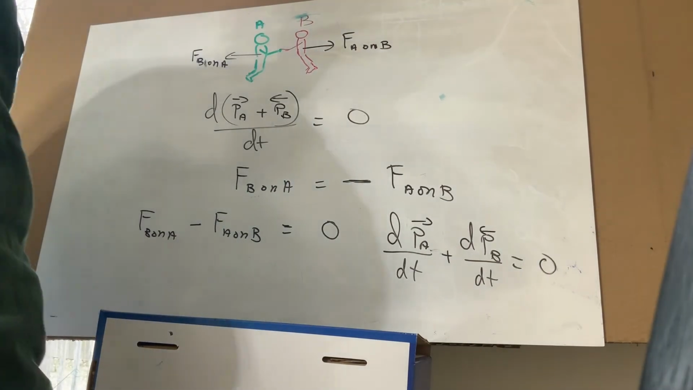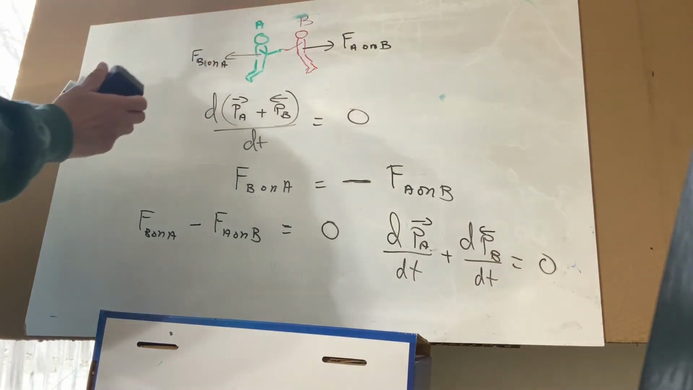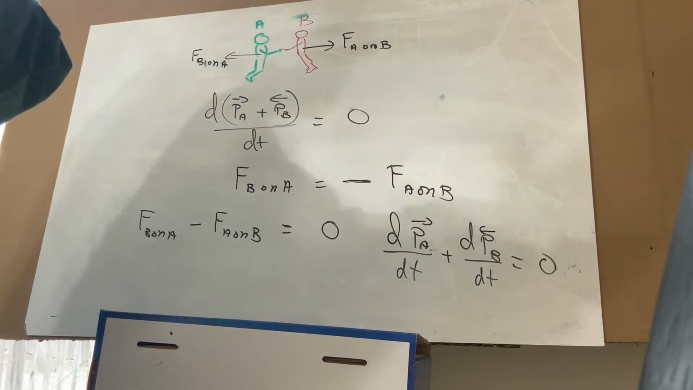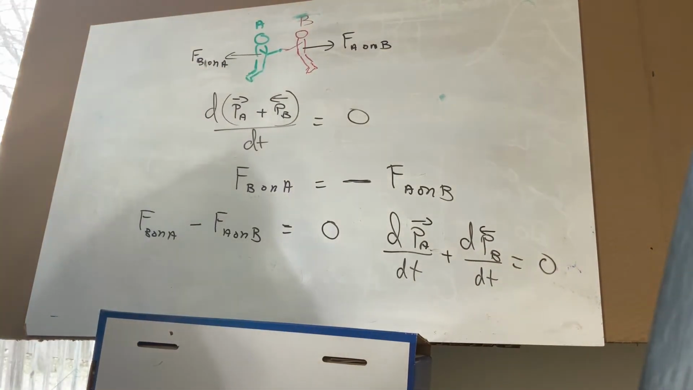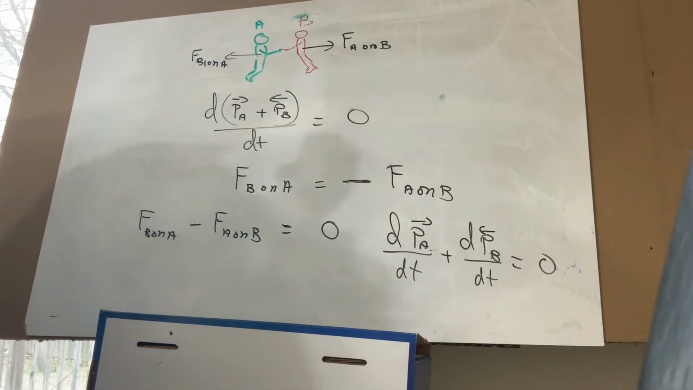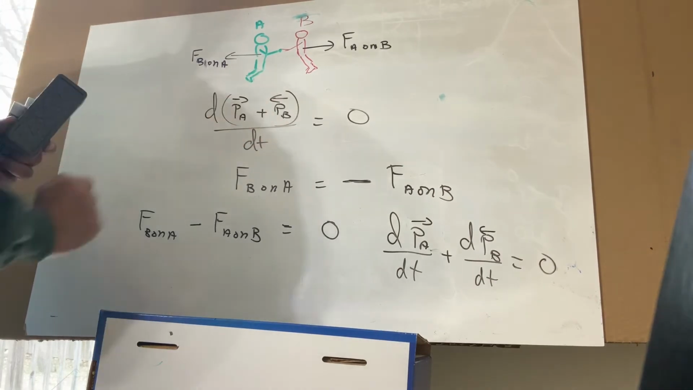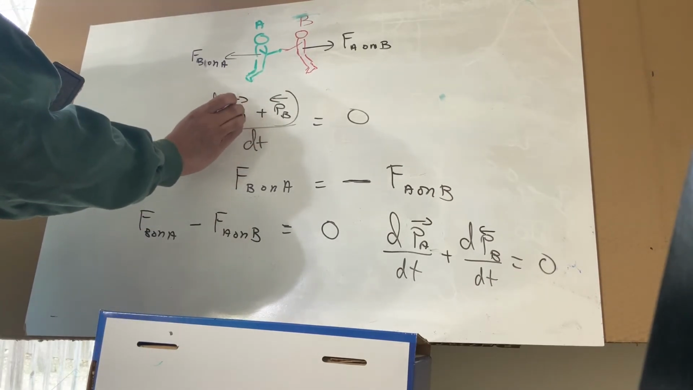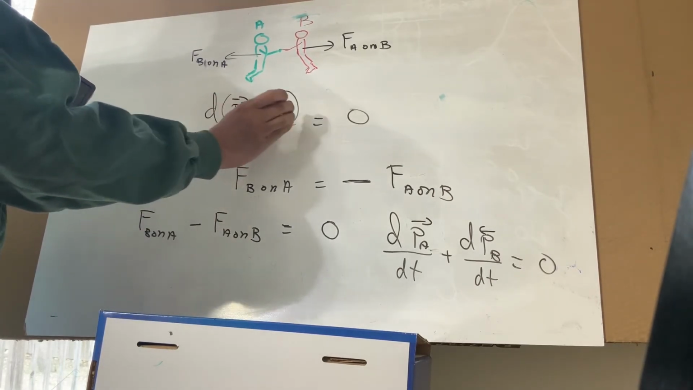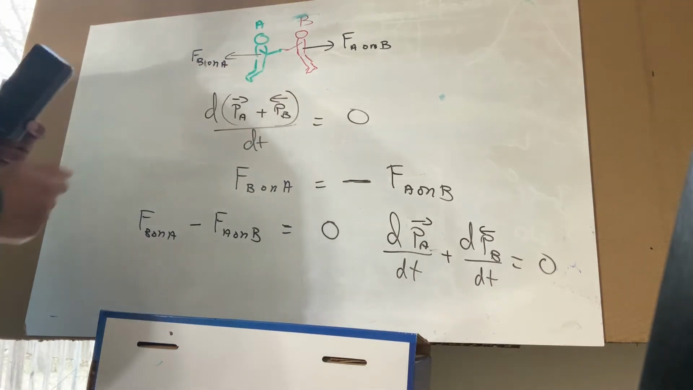By the way, we call these forces internal forces. Wouldn't it have to be F B on A plus F A on B? Yeah, but this gives you the directions. So this is the change in momentum of A, the change in momentum of B. They are in the opposite direction.